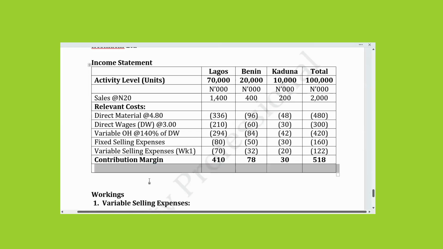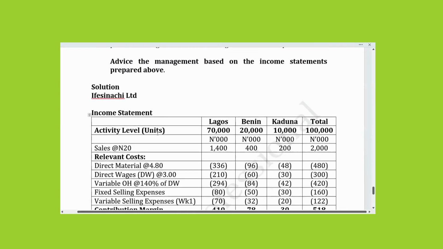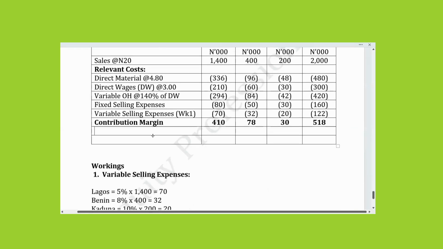So remember, what you are calculating is profits. You want to determine profits. You are not determining contribution. So it is from your contribution you are going to less your period cost. So you can then come here, fixed cost.